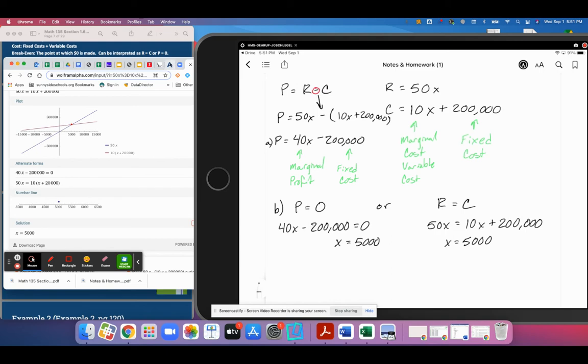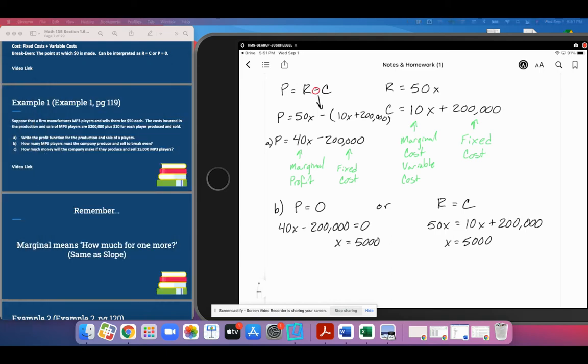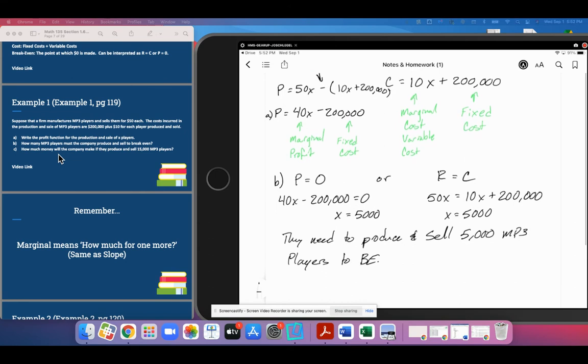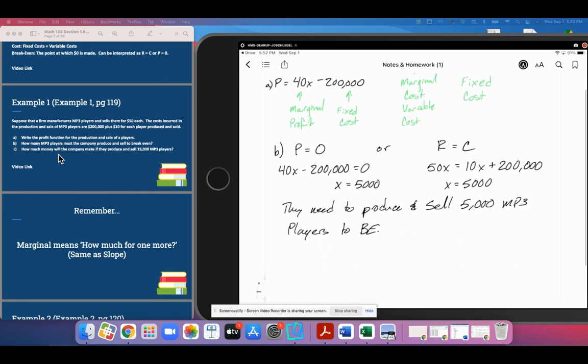So for B, what we would say is the company needs to produce and sell 5,000 MP3 players to break even. And again, everyone, these people still have not made any money. They need to sell more than 5,000 MP3 players to make any kind of profit. Selling 5,000 just does enough for them to be able to stay in business and pay their bills.